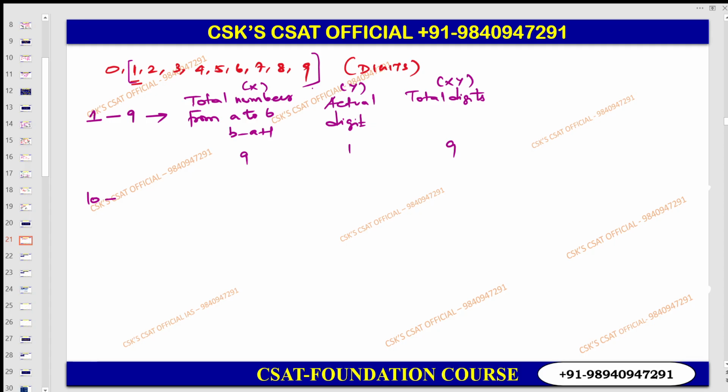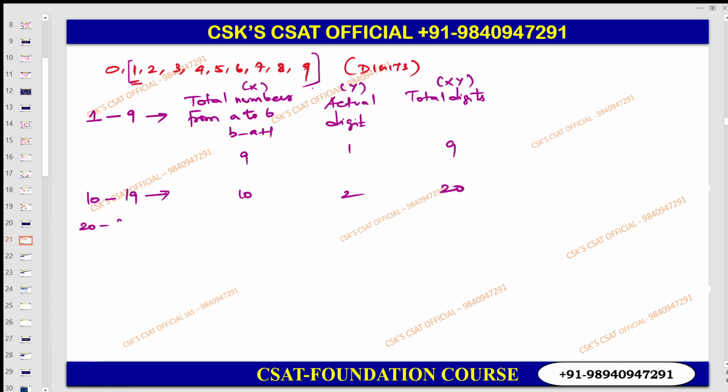Now I am coming here with 10 to 19. How many total digits are there in the 10 to 19? Guys, try. Yes, this is very important. 20. So this is nothing but a 10 numbers, and each number contains 2 digits. Therefore 10 into 2, 20. Like 10, 11, 12, 13, 14, 15, 16, 17, 18, 19.